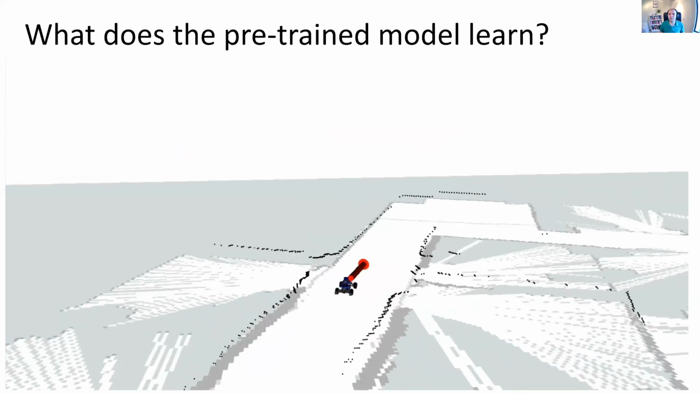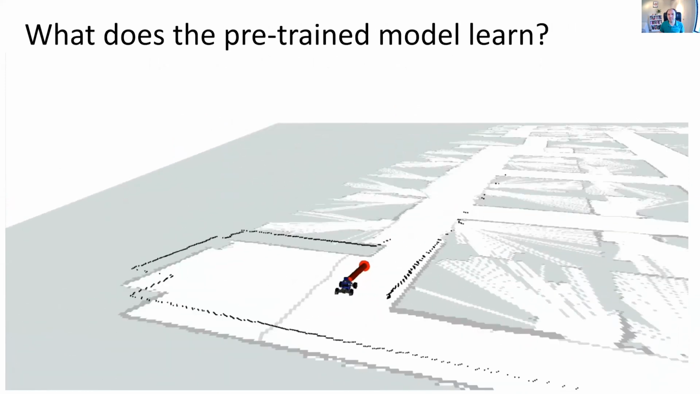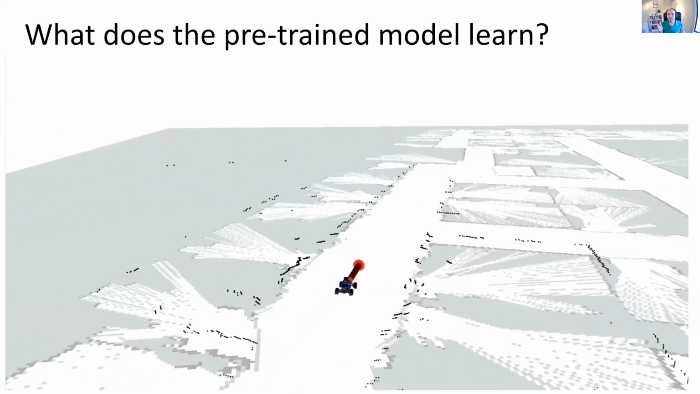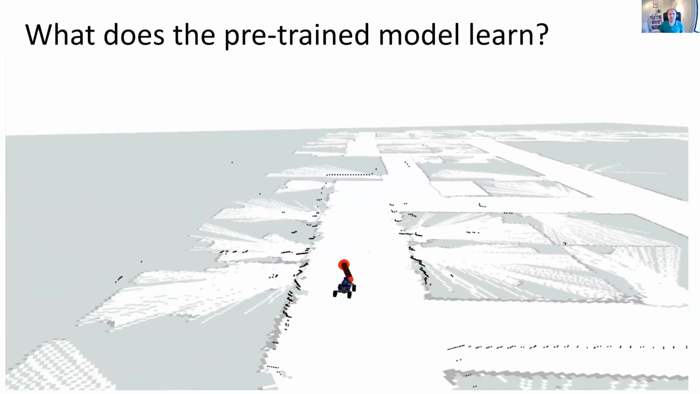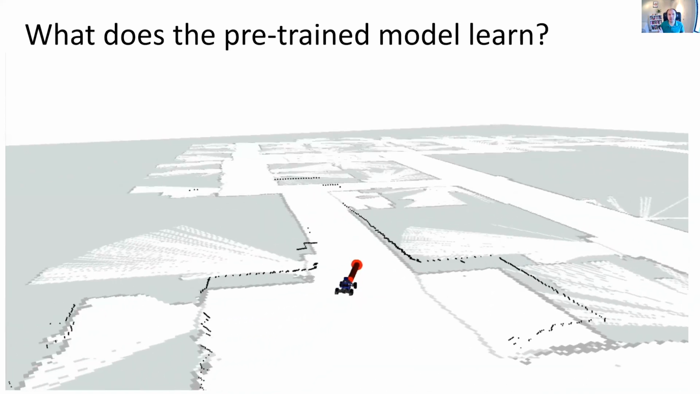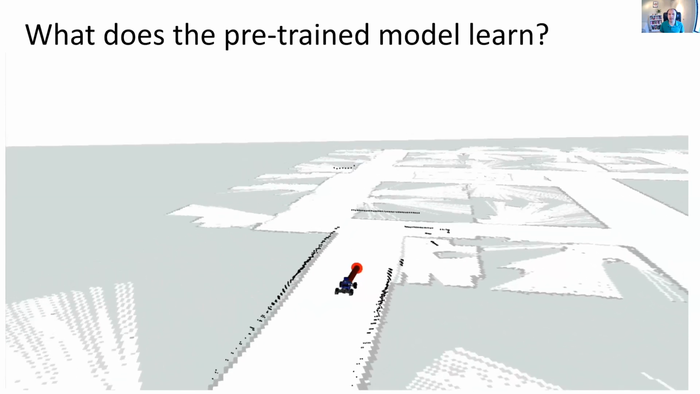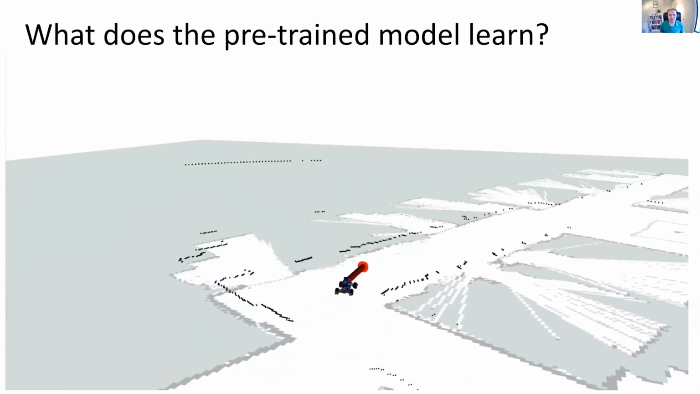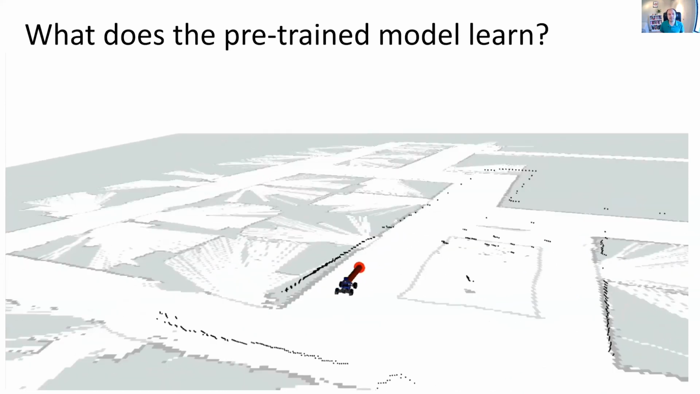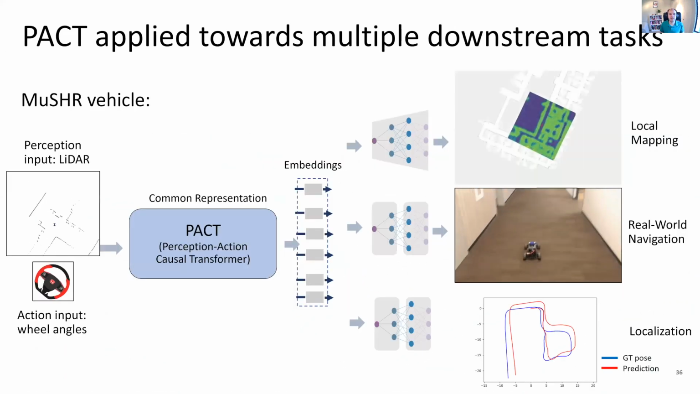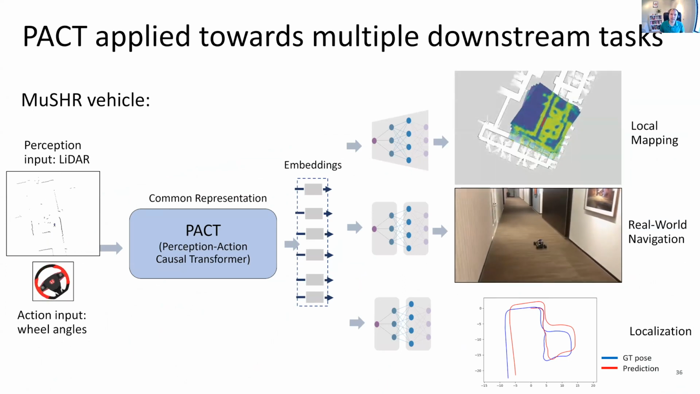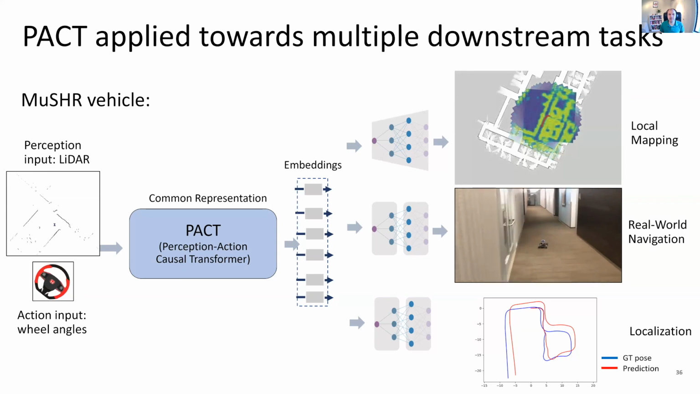Then we can train this pre-trained model. Just like a GPT model is able to output reasonable sequences of words, this pre-trained model for robotics outputs reasonable sequences of actions for the robot. So it's just moving around without any specific goal in mind, but it's not crashing, it's just doing something safe, which represents the data distribution we saw in the training data set. And then we fine-tune this pre-trained model towards multiple tasks like mapping, navigation, localization, etc.